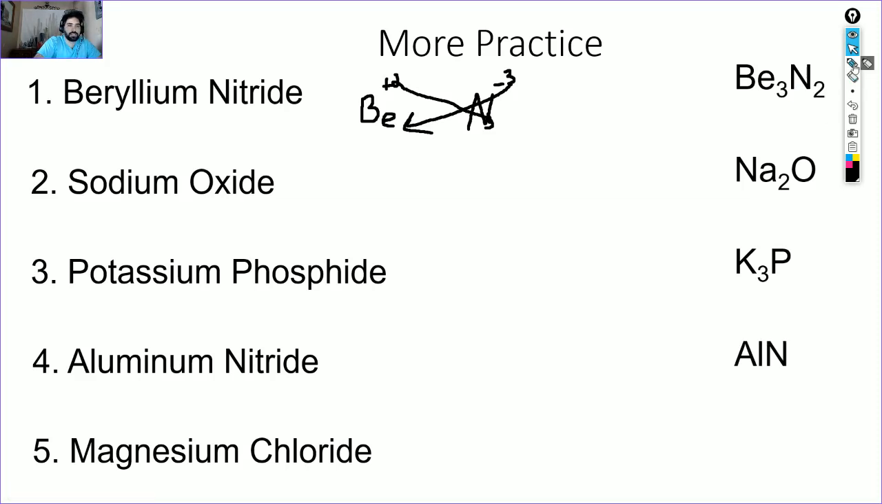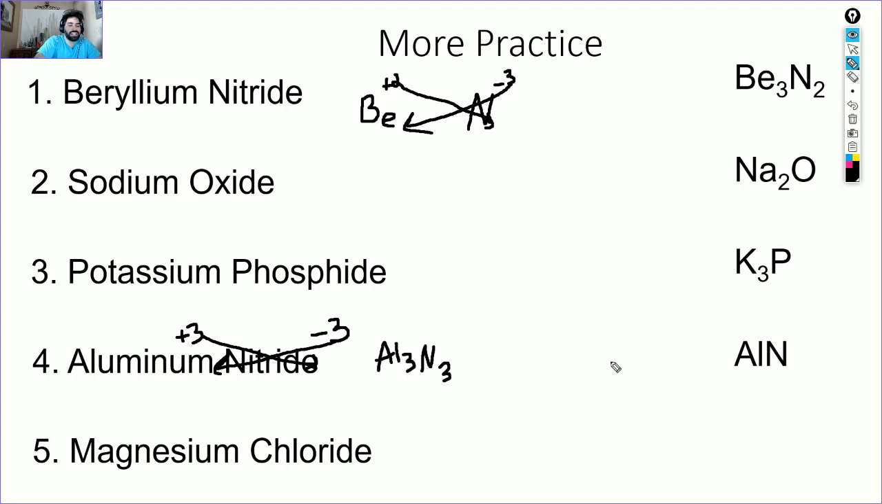Here's one I want to practice. Aluminum has a +3 charge. Nitrogen has a -3 charge. So you do your crisscross method. The 3 goes down here with aluminum, and this 3 goes down here with nitrogen. So you'll end up with Al3N3.